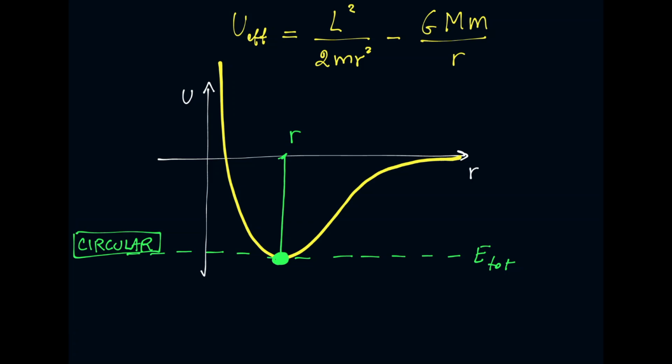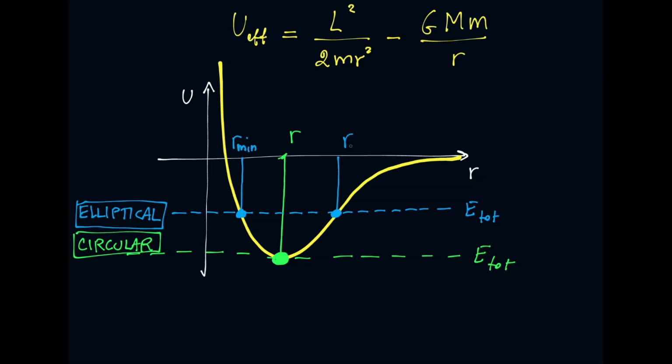The second solution we talked about is elliptical. And by the way, notice that as we said, the energy is negative for the circular orbit. And elliptical orbits have a value of total energy that is still negative, but higher than where the bottom of the effective potential lies. And so you see that the allowed range of radii, of distances, in this situation is somewhere between a minimum and a max value, right?